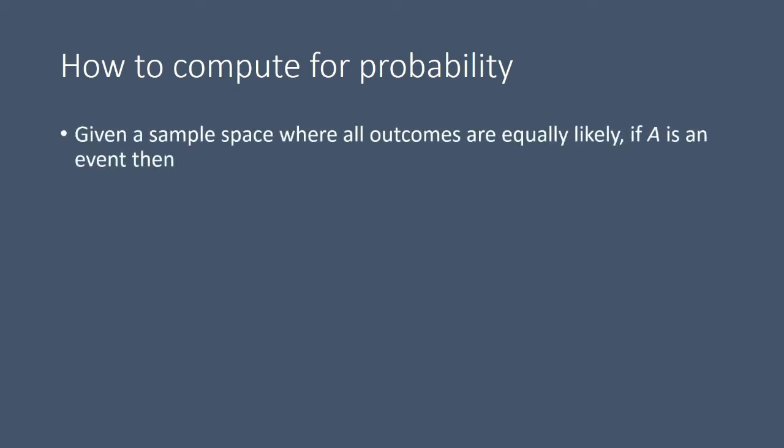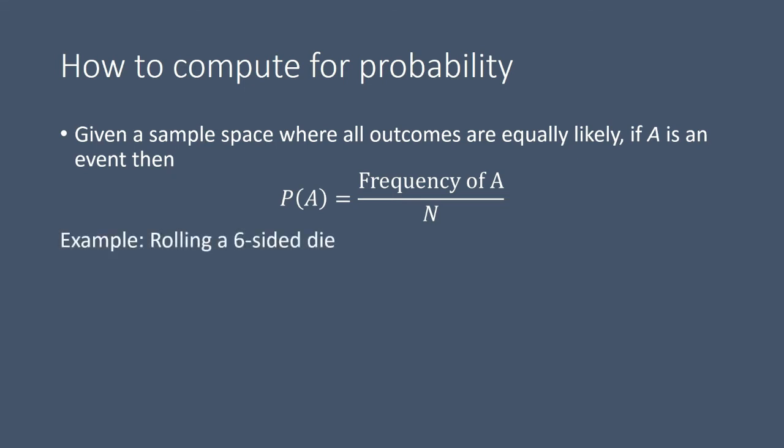So how do you compute for the probability of an event? Given a sample space where all outcomes are equally likely, if A is an event, the probability that A will happen is equal to the frequency of A divided by n, where n is the size of the sample space. The frequency of A is how often you see A in the sample space. P of A is equal to the frequency of A divided by the size of the sample space.